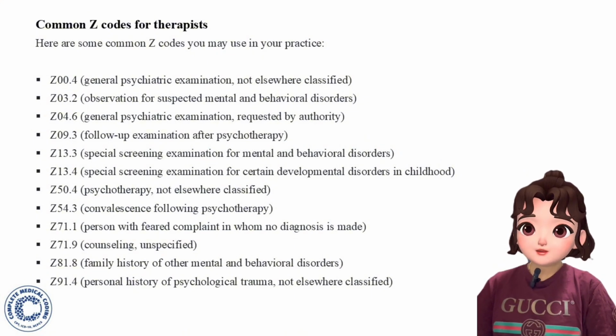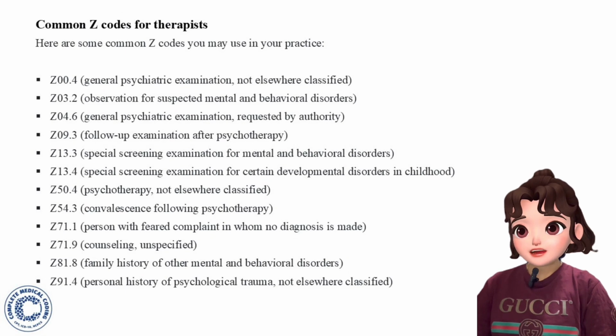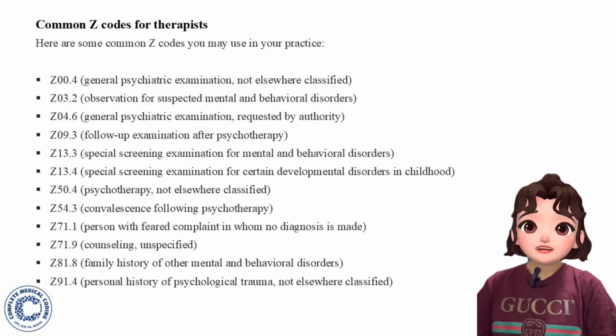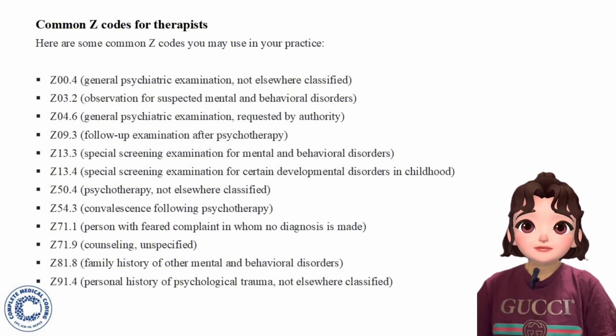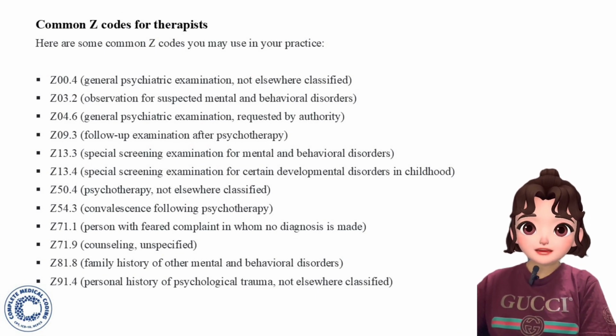Z71.9 counseling unspecified. Z81.8 family history of other mental and behavioral disorders. Z91.4 personal history of psychological trauma not elsewhere classified. So these are just few examples that I'm giving you, like a category, okay, where you can find out, like you can find the same in your ICD code book as well.